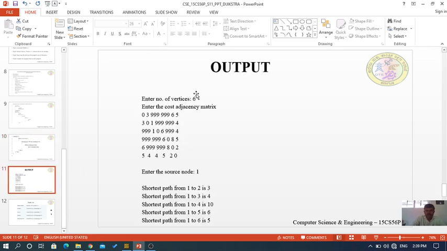So this is the output for another graph. This is the adjacency matrix, and this is the shortest distance or shortest path. We consider 1 as the source vertex: 1 to 2, 1 to 3, 1 to 4, 1 to 5, and 1 to 6.